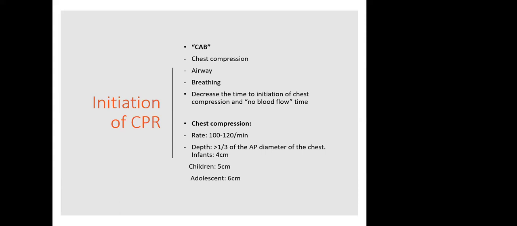Chest compression, I mentioned before, is about 100 to 120 chest compressions per minute, and it should at least cover about 1/3 of the anterior-posterior diameter of the chest. In infants, 4 centimeters; children, 5 centimeters. Adolescents and adults should actually be more than 5 centimeters, between 5 to 6 centimeters.